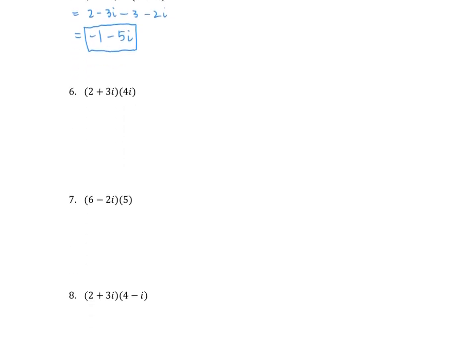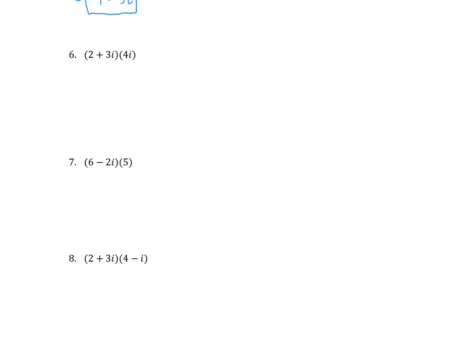Okay, number 6. Notice that there is not a symbol or an operation sign between the two parentheses right here. So there's nothing here. Remember, in that case, it means you're multiplying. So I'm going to multiply these. That means I need to distribute. So I'm going to take this 4i and I'm going to distribute it to both terms, right, the real part and the imaginary part in that parentheses. So 4i times 2, that's 8i. And then 3i times 4i is 12i squared.